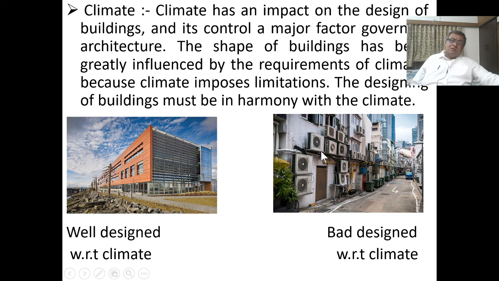Here we can see the various vents of the air conditioning equipment. They are very densely arranged in this building. So we can see that this building is badly designed with respect to climate, and we can say the other building is well designed with respect to climate. Though there are air conditioner units, we can't see them in the elevations, and they have arranged glass panels for the pre-entry of sun, hence saving energy.